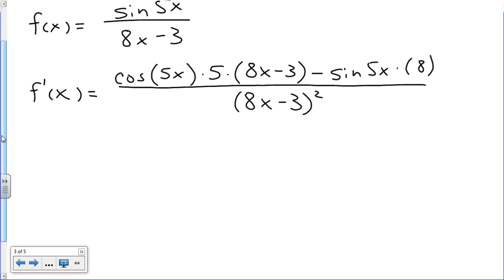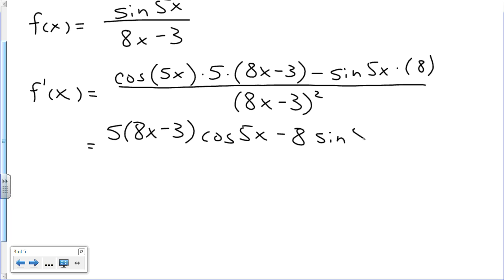And so just to rewrite this here slightly, let's pull the 5 and the 8x minus 3 out front here. We'll write this as 5 times 8x minus 3. In fact, if you wanted to distribute the 5 through there, you could, times the cosine of 5x. And then we'll put the 8 out front here, so minus 8 times the sine of 5x. And this is all divided by the 8x minus 3.